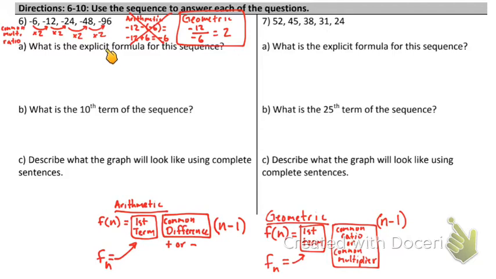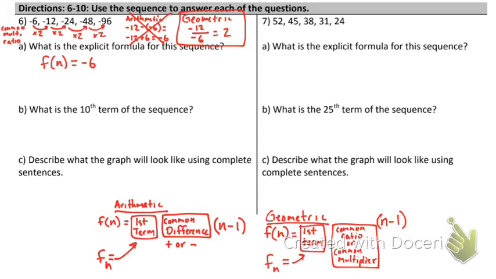Okay? So now that we know it's geometric, we can then write the explicit formula, because we're going to use the geometric formula now. Okay? So let's write it. I'm going to write it in function form. We're going to call this function f. So it's going to be f of n equals, now the first thing I want to write is the first term. So we look at our sequence. What's the first term? -6. The next thing we want to write is the number we're multiplying by, called the common ratio or common multiplier. In that case, it's 2.